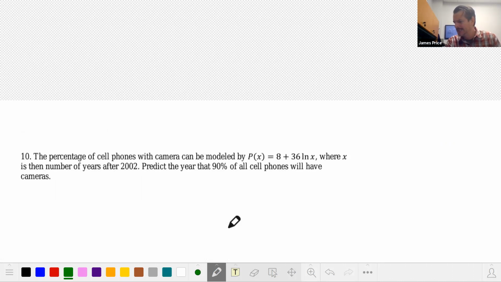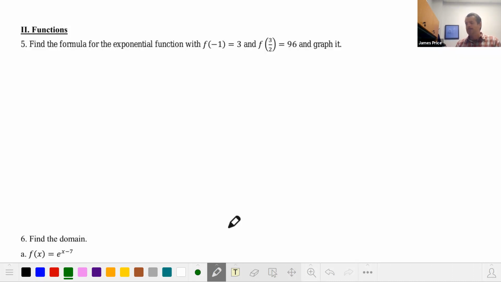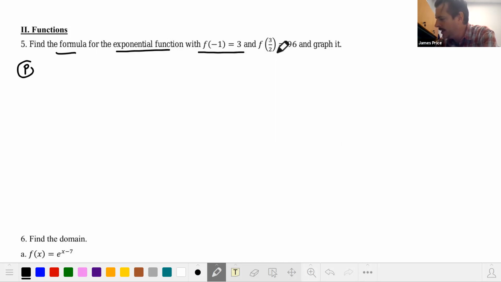So let's come back up to the function section and start doing number 5, which is a great problem. It's super tough. It doesn't get any worse or any harder or any better, however you want to look at it, than this one. So if I can, I like to start with a picture on this one. And so I want to find the formula for the exponential function with f of -1 equal to 3 and f of 3/2 equal to 96.